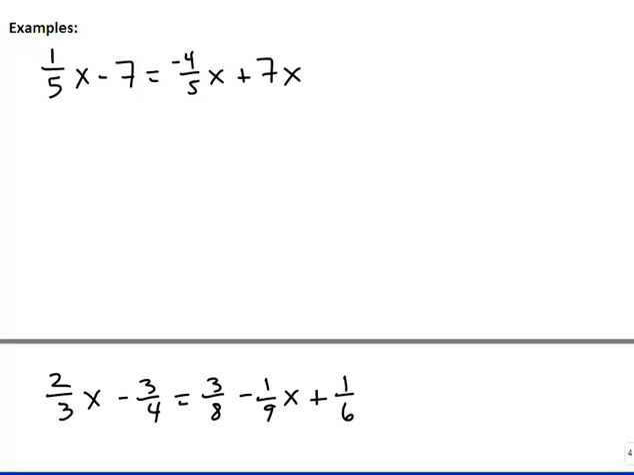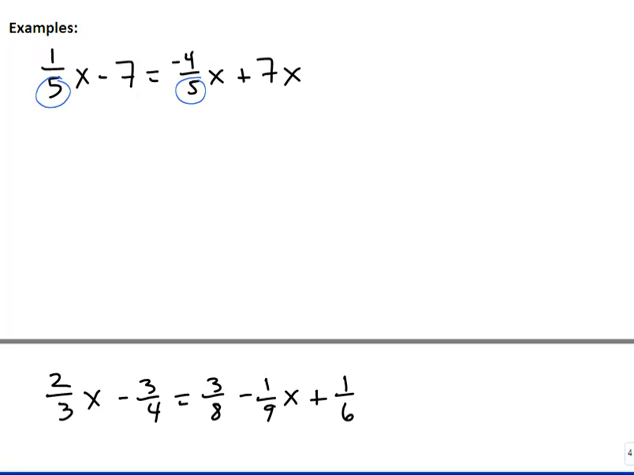Alright, now we're going to move on to a little bit more complicated examples, some examples with fractions and decimals in them. In this first example, we have some fractions, and what we often will do to make our life easier is try to clear out the fractions first before we start moving terms from one side to the other side. And the easiest way to clear out a fraction is to look at all your denominators. In this case, the denominators that I have are 5s.